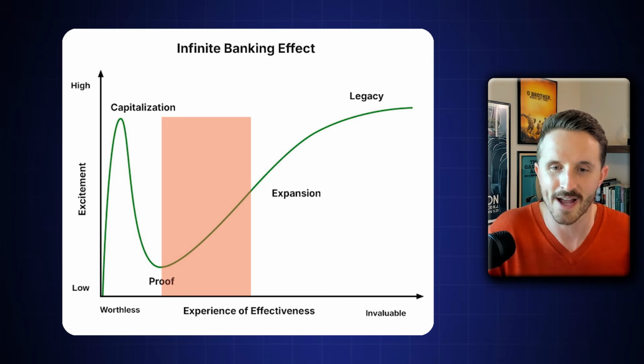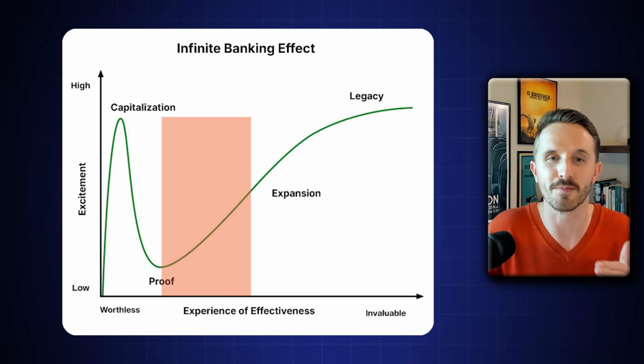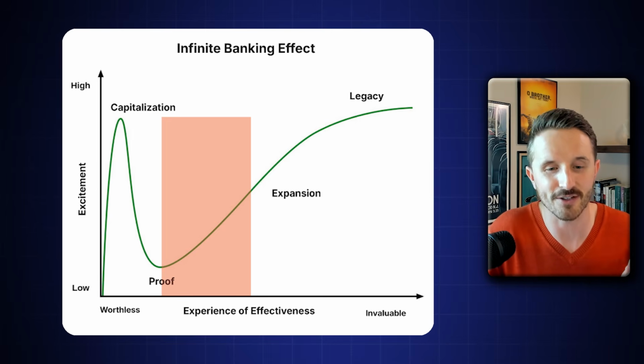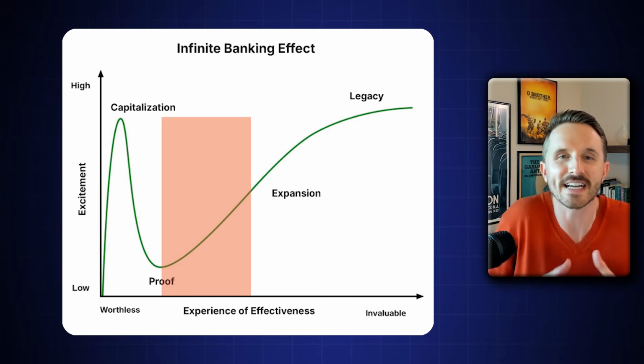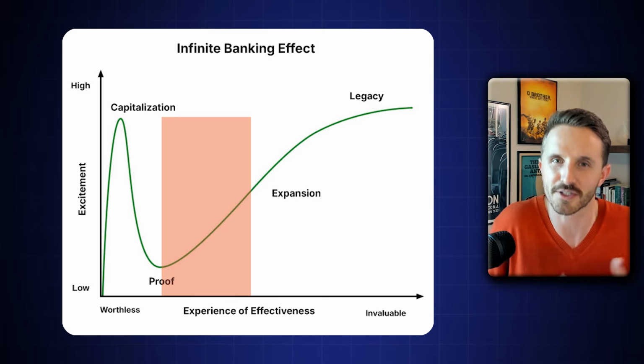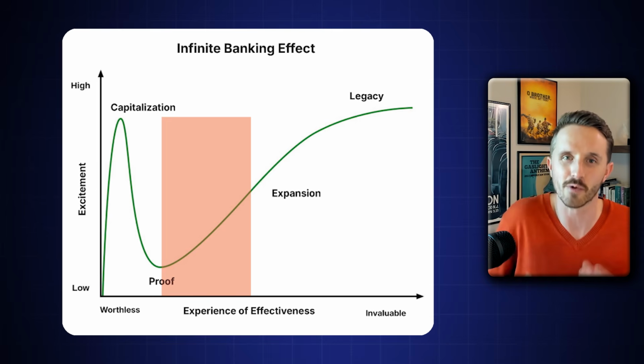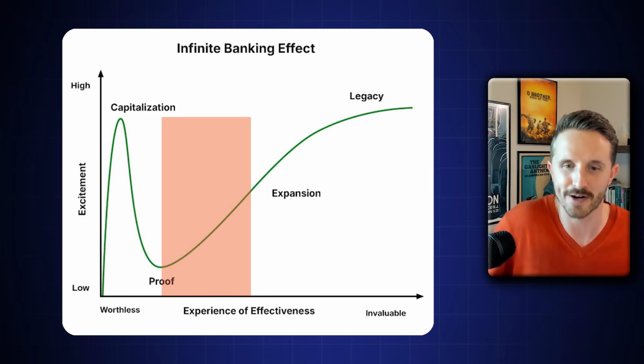Now, the proof phase starts kind of at the bottom of that trough, and then it goes on this upward slope where you start to feel better. And so your excitement, as you see now, is rising. You're starting to get more excited, and your experience of the effectiveness of your policy is going to increase because you start to use it. And you're like, okay, I see what they were talking about. This is what I wanted to have happen. And you start feeling better and better about your policy.